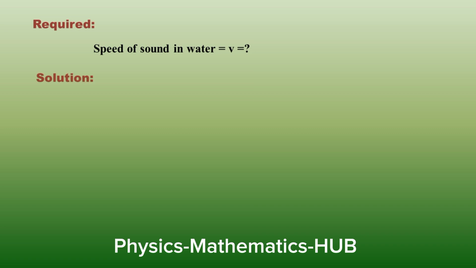To find out the speed of sound in water, we use the following formula. V is equal to 2s divided by t, where V is the speed of sound in water, 2s is the distance covered by the signal, and t is the total time taken by the signal.